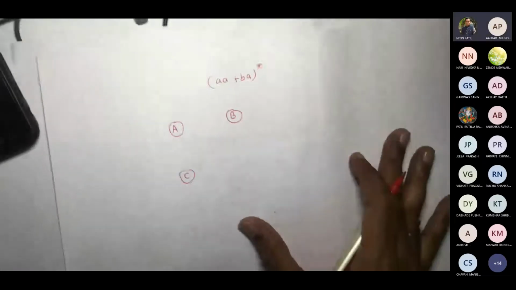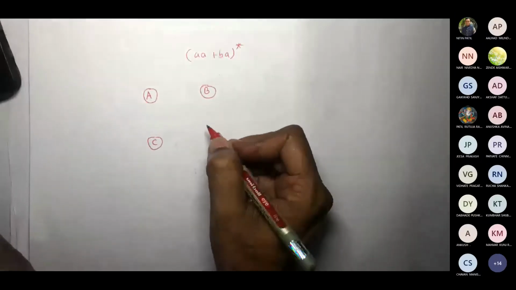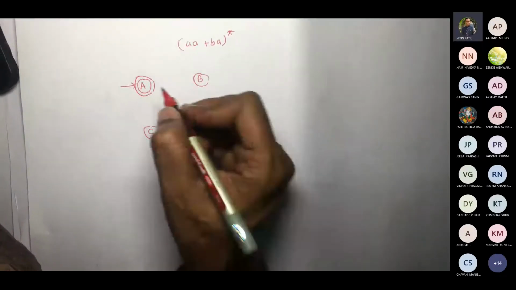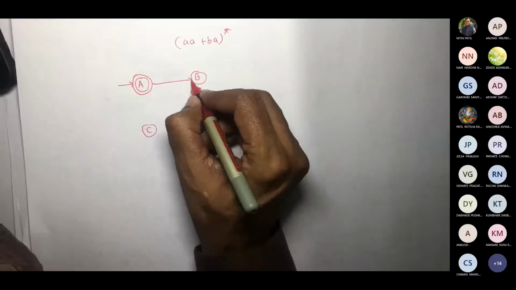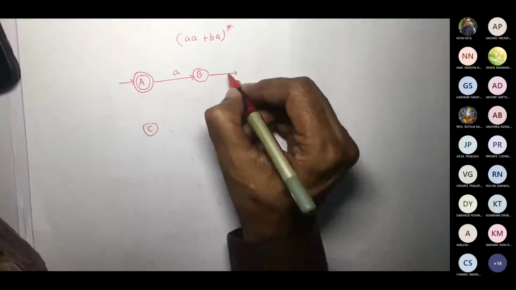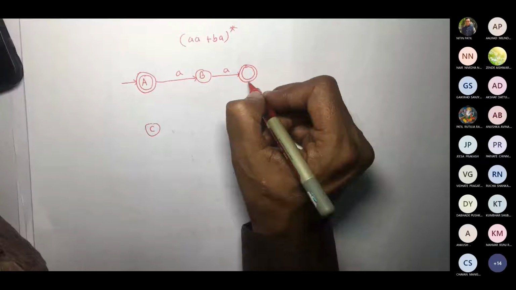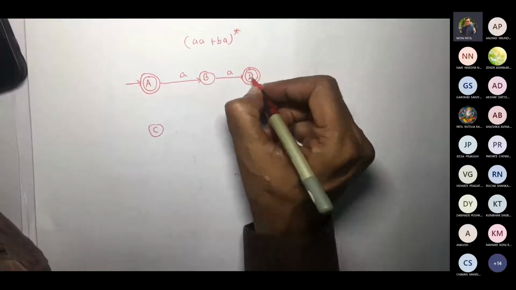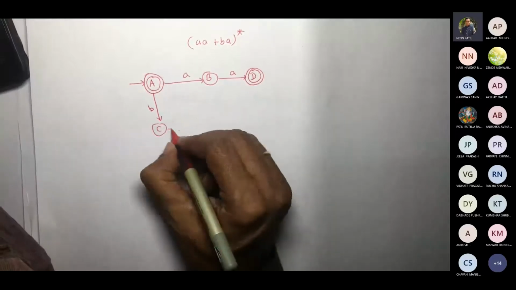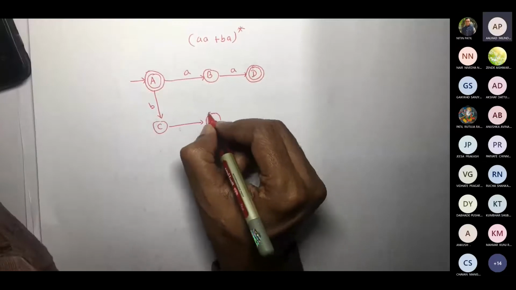Okay, I'm assuming that whatever diagram he's giving us is correct. Now as it is star, that's why this would be final. A. This is D, na? Okay, this is B. E.